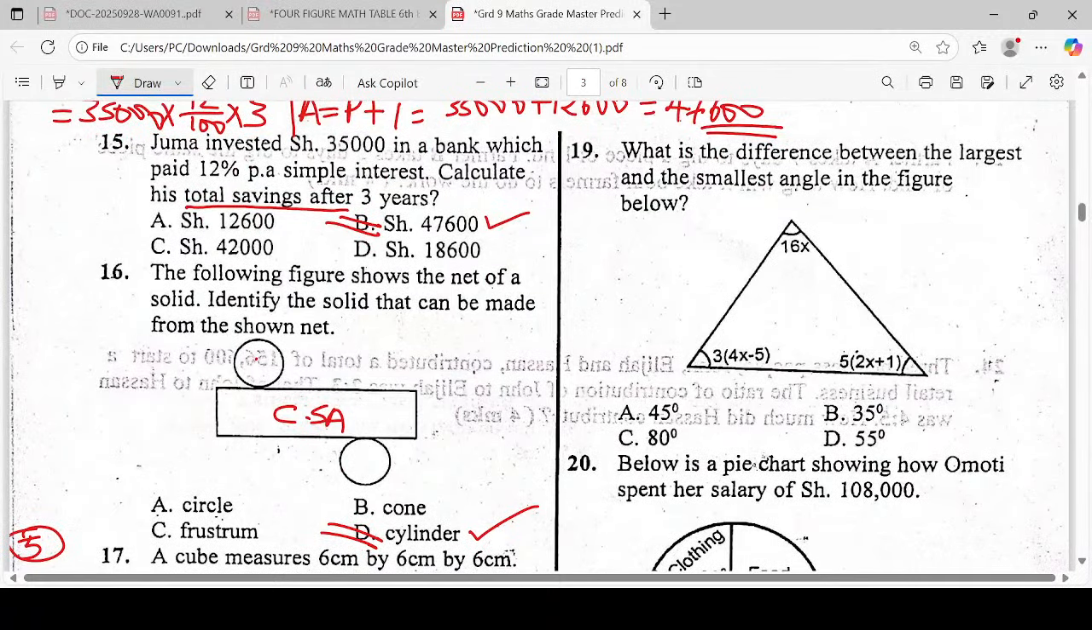19. What is the difference between the largest and the smallest angle in the figure below? They want the difference between the largest and the smallest angle in the figure below.